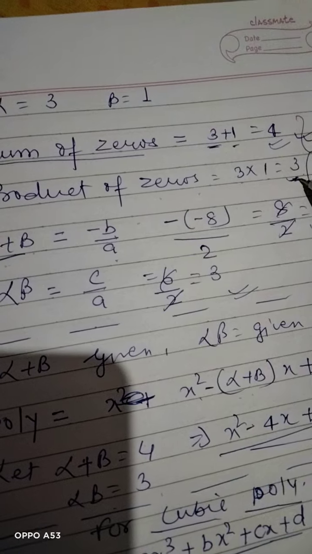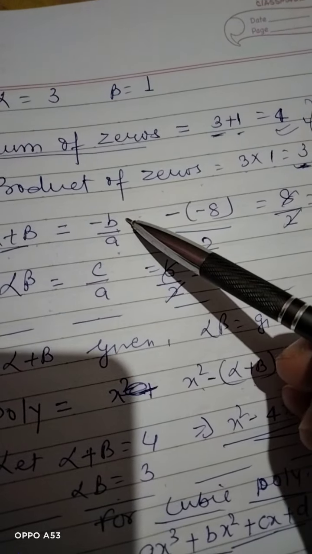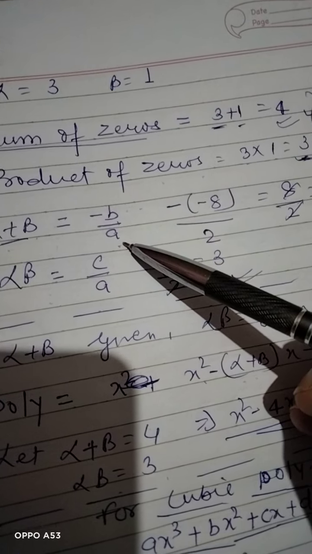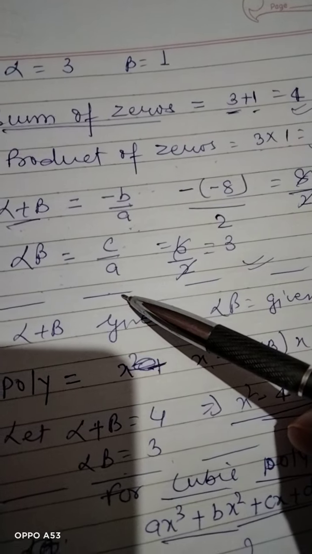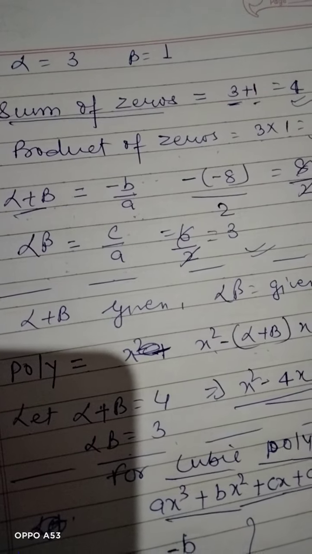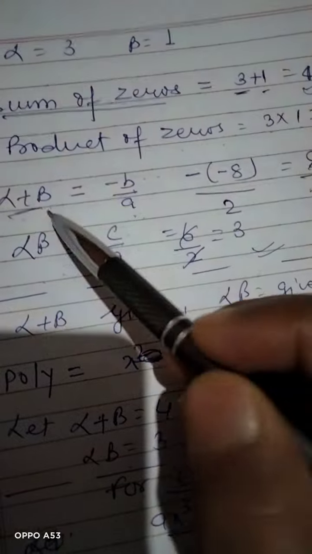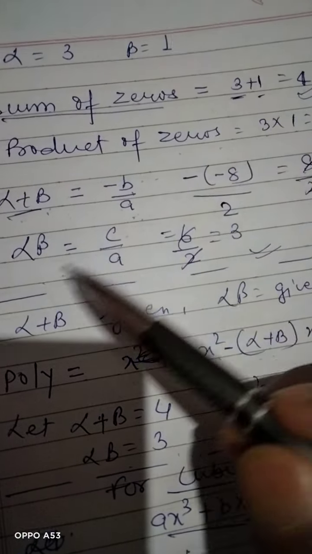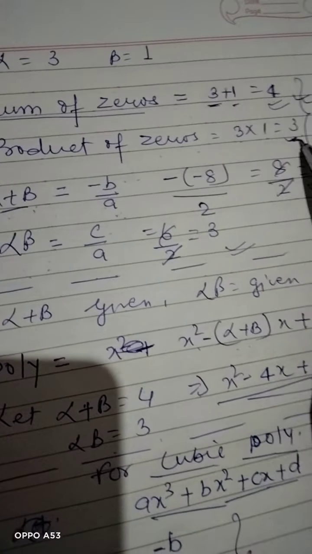Okay, and we have also got the coefficient: sum of the zeros equal to coefficient of x by coefficient of x square, and the product is the constant term by the coefficient of x square. So this is the relation between the zeros and the coefficient. So this is verified, means minus b by a equal to 4, and sum of zeros is also 4. Alpha beta means c by a equal to 3, and the product of zeros is also 3.